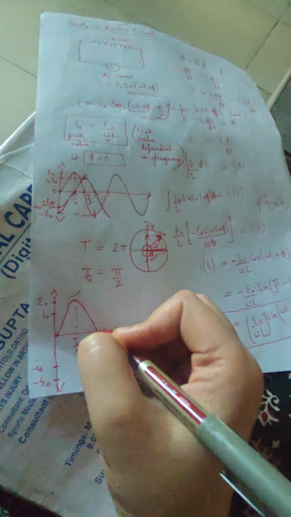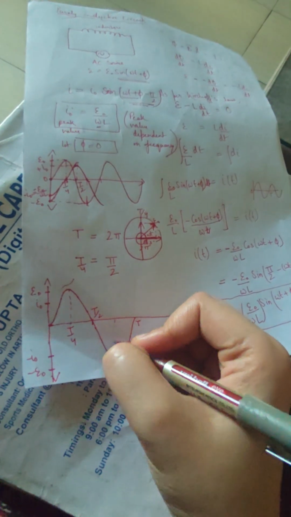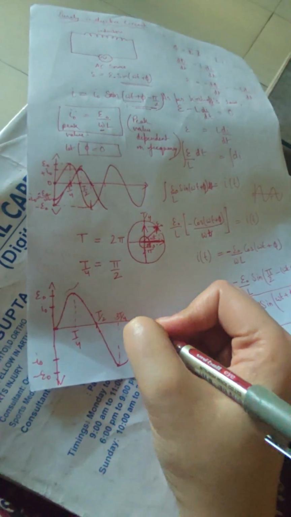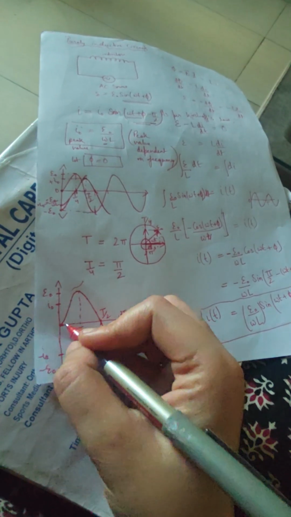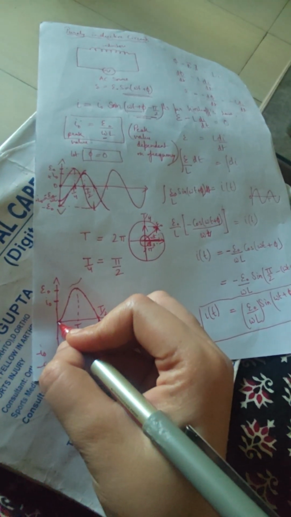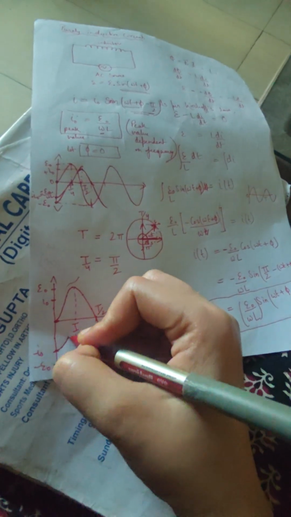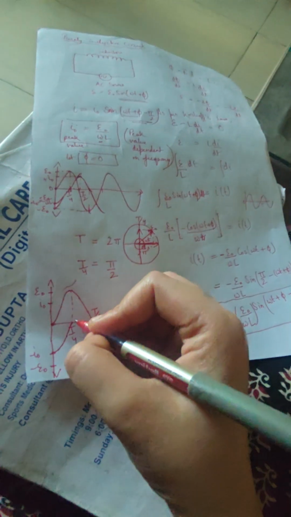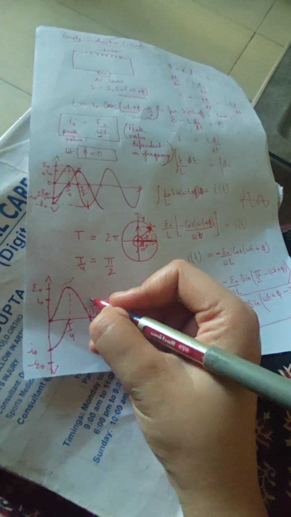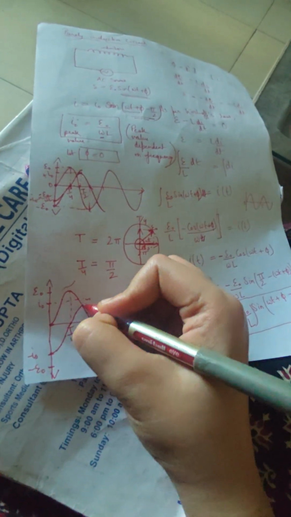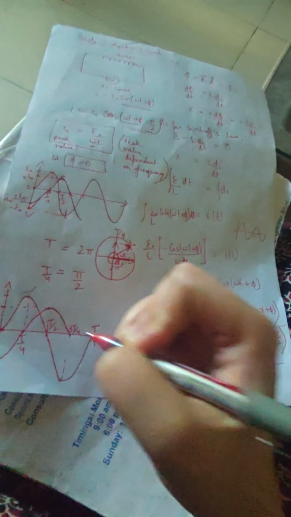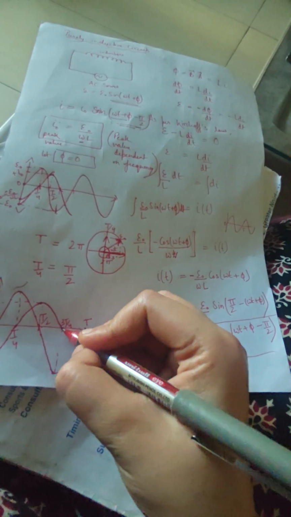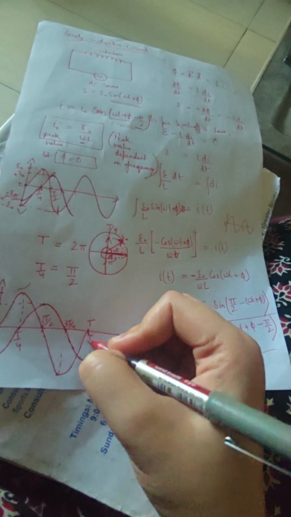This is T by 4, this is T by 2, this is 3T by 4. I'm dividing the complete cycle into 4 parts. This is your T. Now if it's behind by T by 4, which means when my EMF is 0, then my current has to be maximum. And when my EMF becomes maximum, the current becomes 0. Then when my EMF becomes 0, the current will reach its maximum in this way. And when my EMF has the maximum value in the opposite direction, at that time my current will be 0. Similarly, when my EMF becomes 0, then my current becomes maximum in the opposite direction.